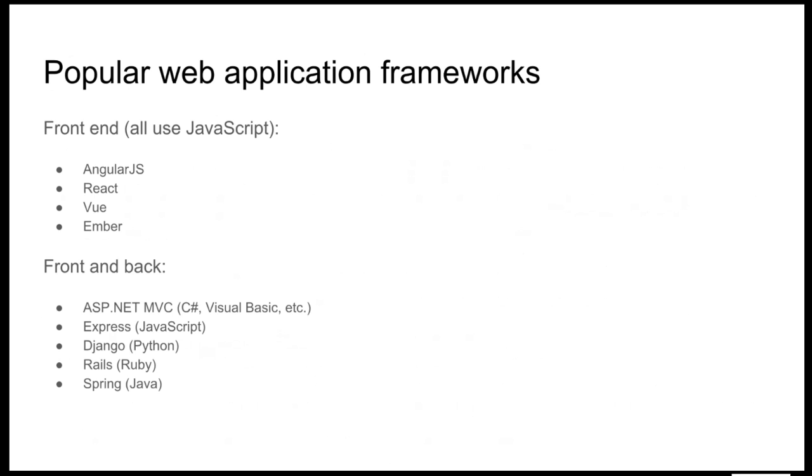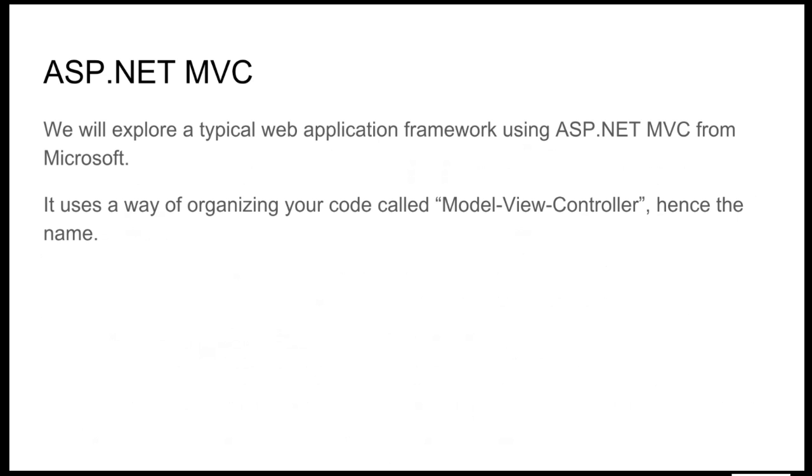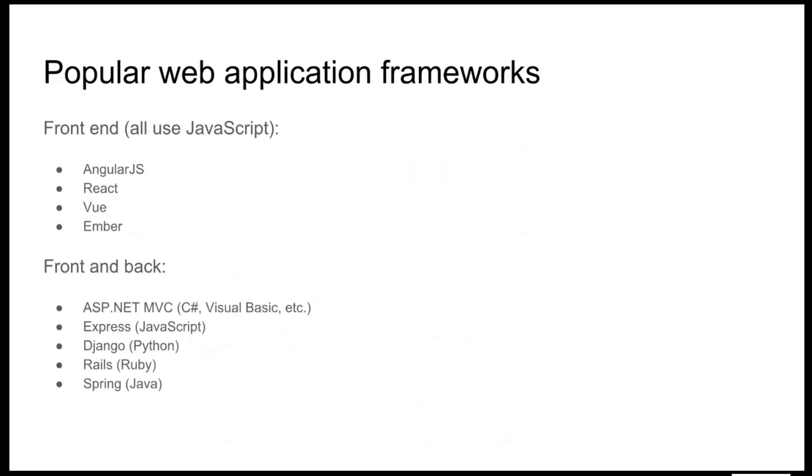Now we're going to have fun. We're getting to where we're headed at the game. ASP.NET MVC. We're going to explore a typical web application framework using MVC from Microsoft. This web application framework, first of all, it uses a way of organizing your code called Model View Controller, hence the name MVC. Okay? For those of you doing the C# portion of our training, you're going to hit that at that point. And frankly, people doing Python will also hit it because MVC is used in Django, which is a web application framework.